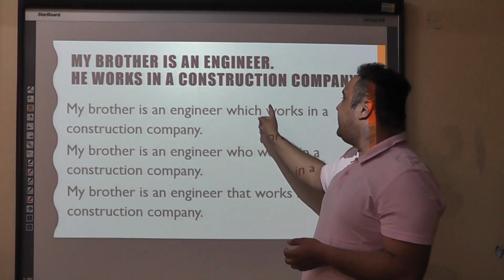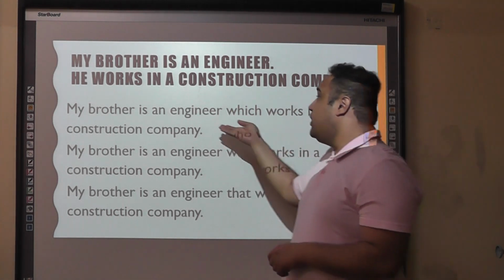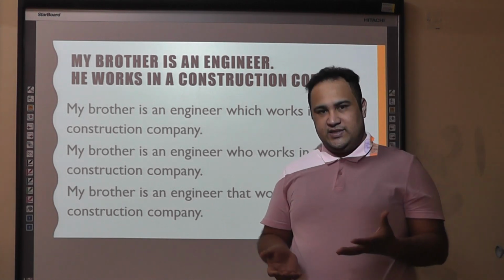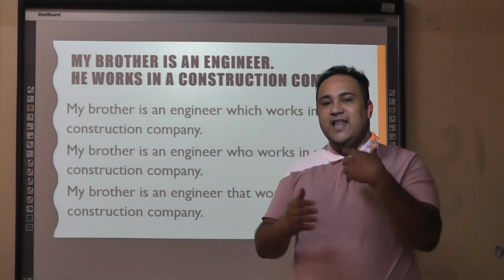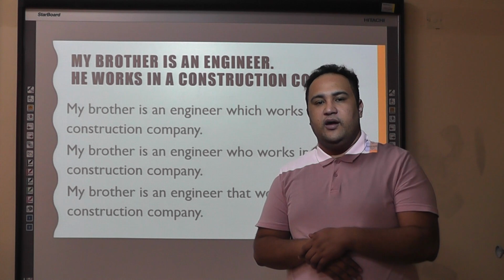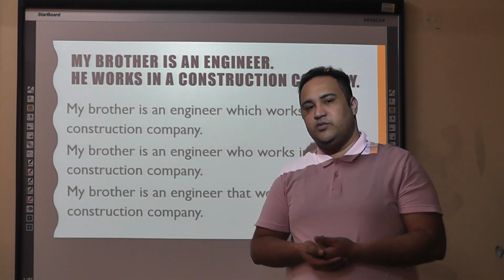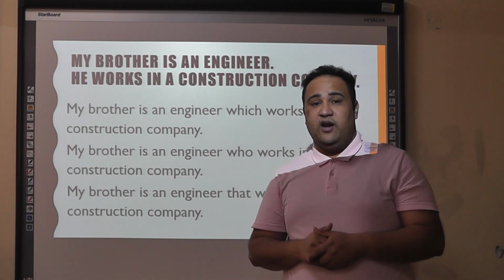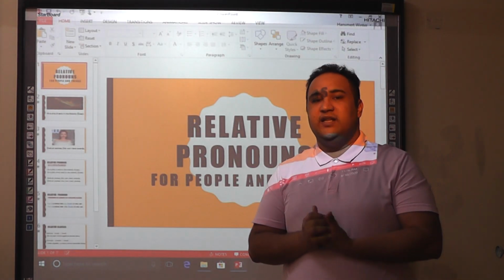Okay, very good. That is which. Because as I told you, we cannot use which for persons. We only use which for things. But that, we can use for both persons and things. And we cannot use who for things. We use who for persons. So that is what we call relative pronouns.